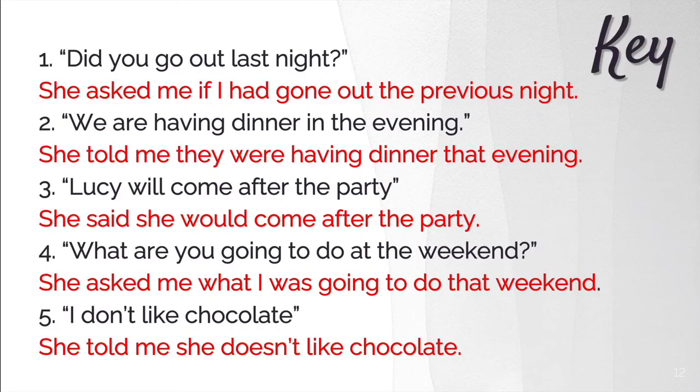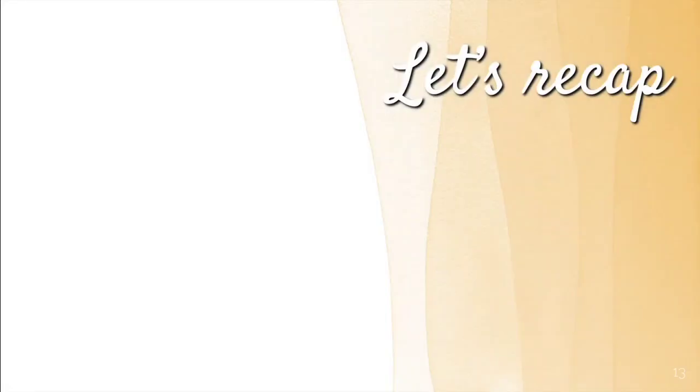For number 5, I don't like chocolate. So in this case, we can report it as she told me she doesn't like chocolate. Why is that? Because it's still true. She doesn't like chocolate. So when we report a sentence that is still true or that is always true, we don't change the tense.